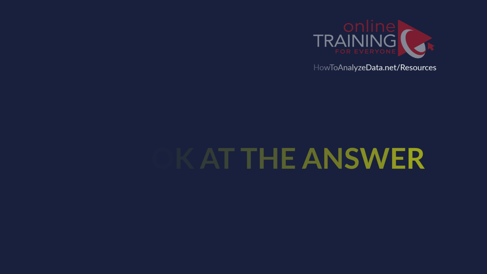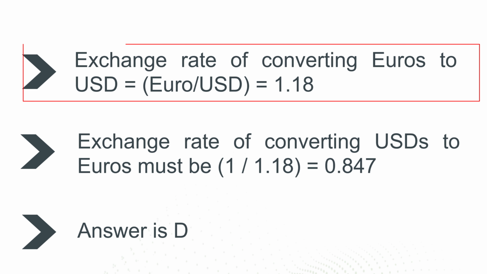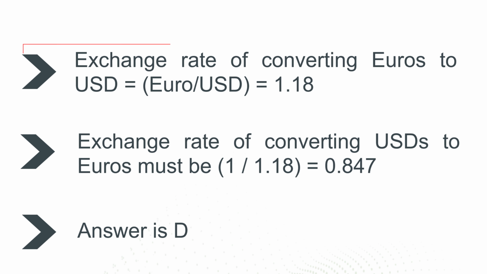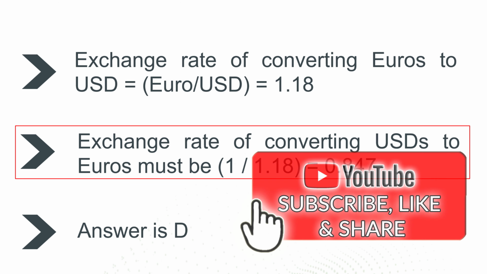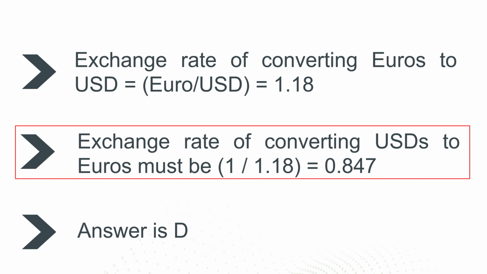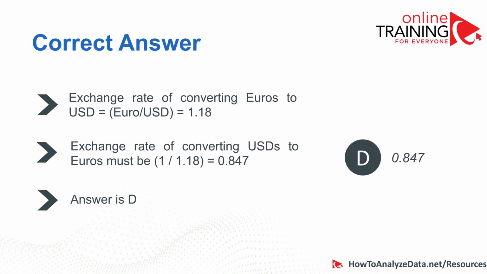To get to the correct answer, we need to reverse the exchange rate. If the exchange rate for converting euros to dollars is 1.18, then the exchange rate of converting dollars to euros must be 1 divided by 1.18, which is equivalent to 0.847. So the correct answer here is D.